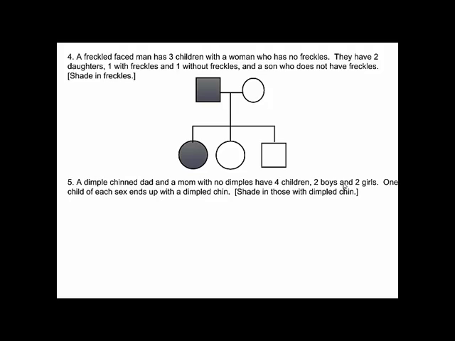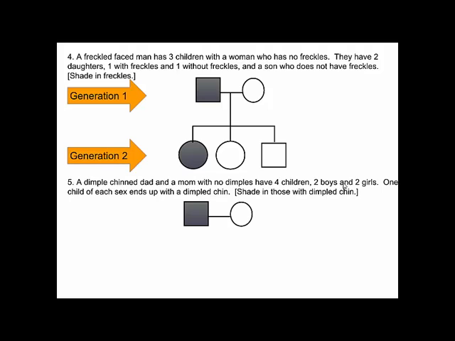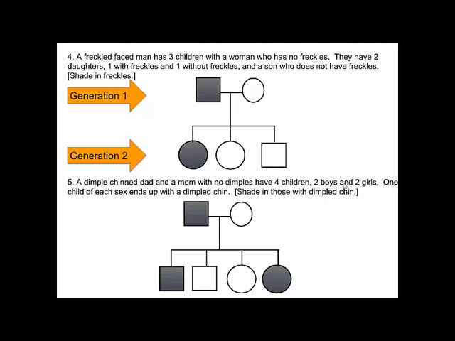I have a shaded square with a non-shaded circle. And then if you go down, you have one shaded square, one not shaded square, and then one shaded circle, and a not shaded circle.